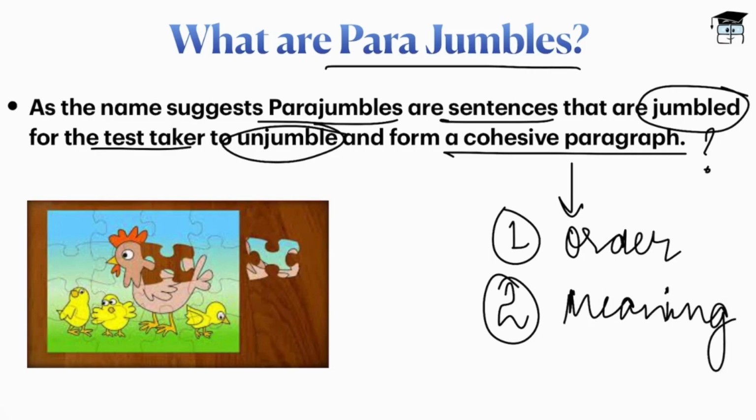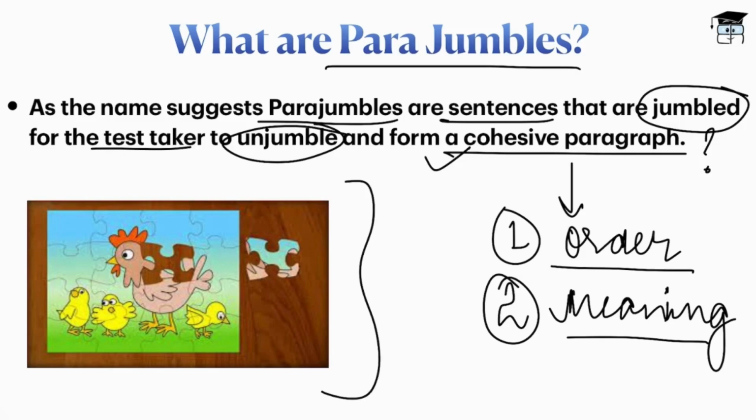Right? Now, order means that every sentence in the cohesive paragraph should follow a particular sequence and it should have a meaning associated with it. Only then it will be called a cohesive paragraph. Now consider a real life example of para-jumbles. Think about jigsaw puzzles. You have to combine every piece together to form a single image, right? That is what you have to do in para-jumbles.